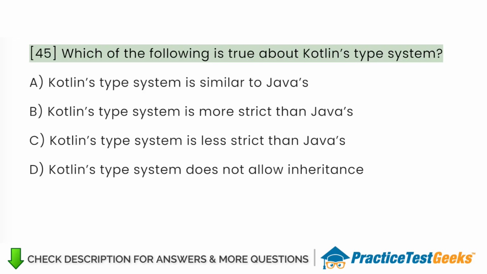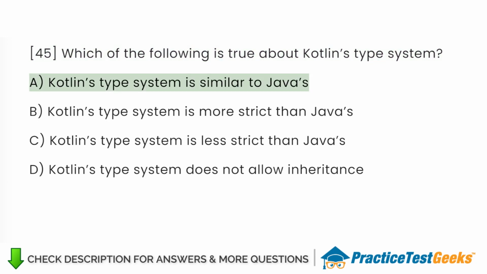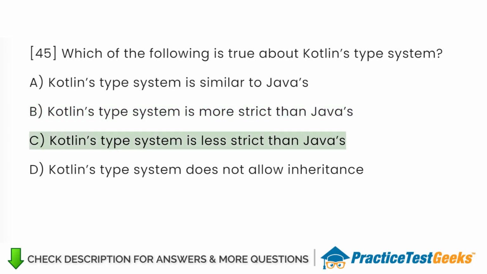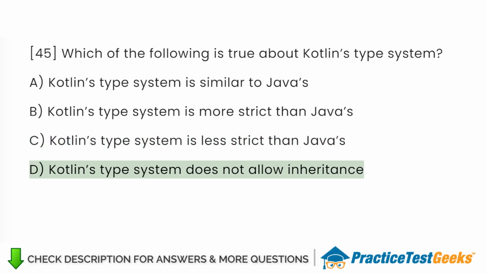Which of the following is true about Kotlin's type system? A. Kotlin's type system is similar to Java's. B. Kotlin's type system is more strict than Java's. C. Kotlin's type system is less strict than Java's. D. Kotlin's type system does not allow inheritance.